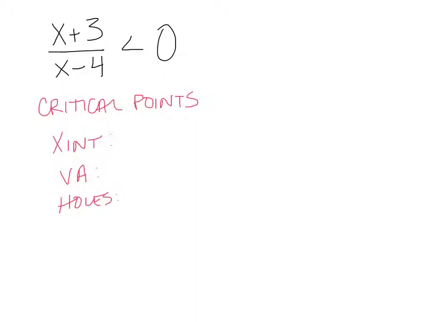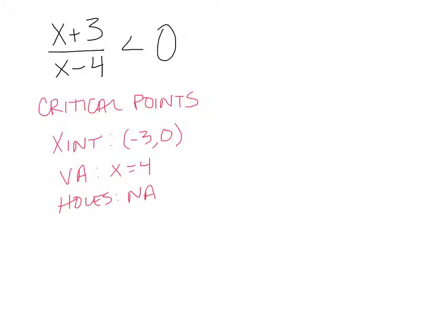Now we don't have any holes in this case because we didn't have to do any work, nothing canceled out. So we're just going to focus on the x-intercept and the vertical asymptote. Looks like the x-intercept was where the numerator equals 0. So in this case, the x-intercept is at the point -3, 0. There's only one vertical asymptote, and in this case, it's where the denominator equals 0. So our vertical asymptote is x equals 4.